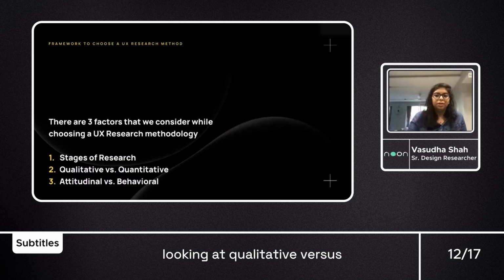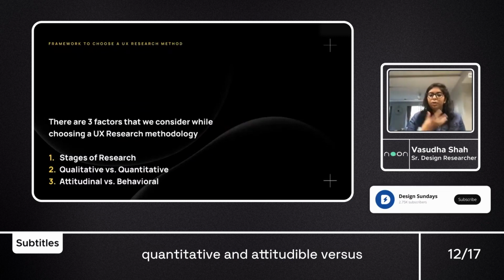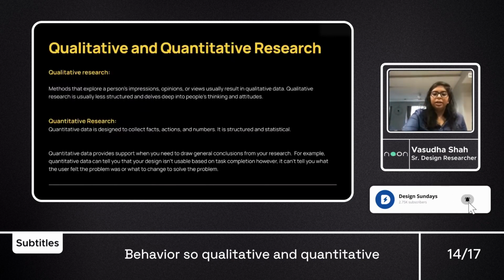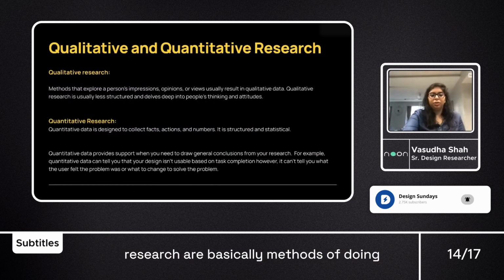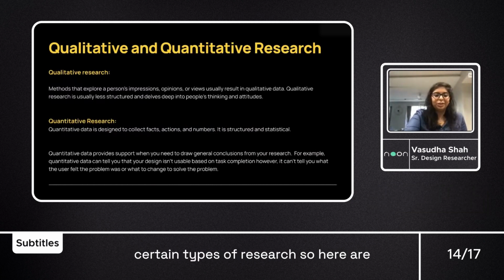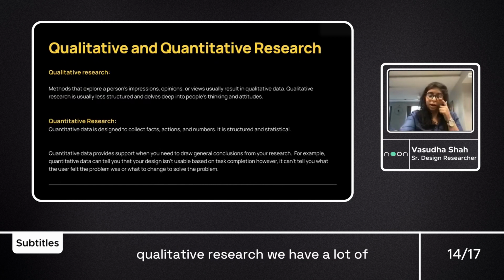Looking at qualitative versus quantitative and attitudinal versus behavioral. So qualitative and quantitative research are basically methods of doing certain types of research. So here, methods that explore a person's impressions, opinions, or views usually result in qualitative data. Qualitative research is usually less structured and it delves deep into people's thinking and attitudes. That's what qualitative research is. The number of participants can vary and they're lesser than mostly quantitative research, unless in qualitative research we have a lot of cohorts.